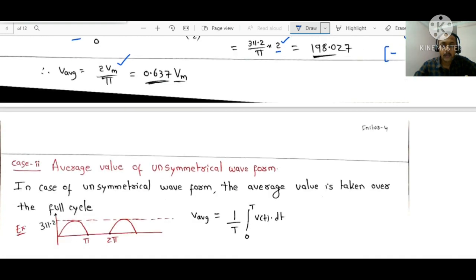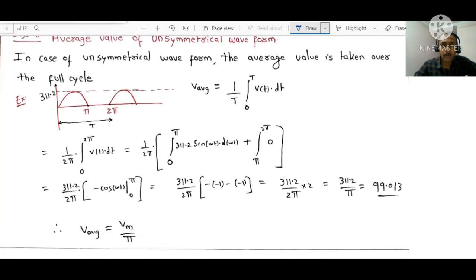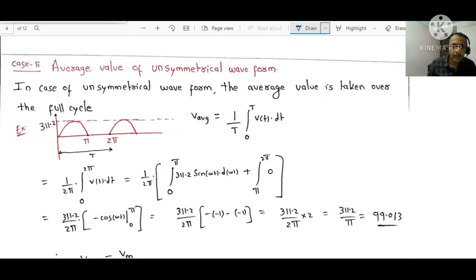Now, for the average value of an unsymmetrical waveform, we will do this for the entire time period. The time period for this waveform is, you have to observe from what point of time we are getting the same waveform. Up to there we have to consider that as the time period. For this given waveform, the capital T is 2 pi. But in order to find the average value, what is the formula? This formula is very important, dear students. V average equals 1 by T integral 0 to T V of t dt.